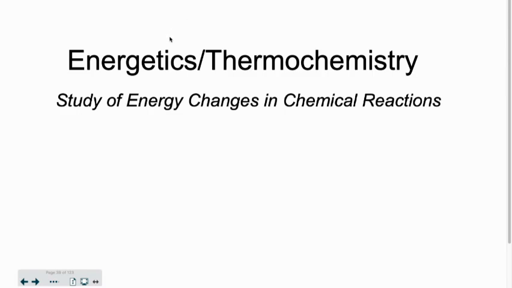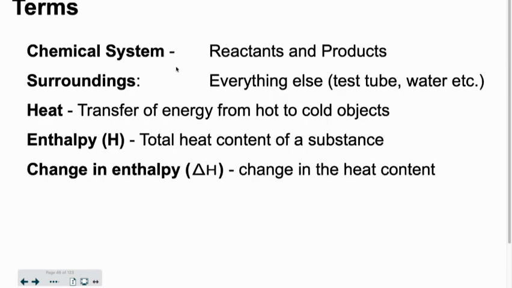This lesson is on energetics or thermochemistry, which is the study of energy changes in chemical reactions. Some of the terms you'll come across here are your chemical system, which is referring to your reactants and your products, and surroundings, which is basically everything else. If the reaction is done in a test tube, it would be the test tube. If there is water in the surroundings, then of course water would be part of the surroundings.